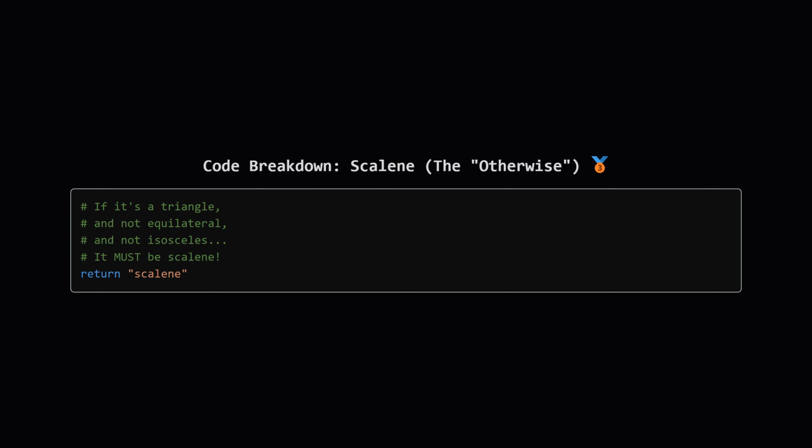Finally, if our sides do form a triangle, but it's not equilateral, and it's not isosceles, well, what's left? It must be scalene. This means all three sides have different lengths. So, if none of the previous conditions were met, we just return scalene.